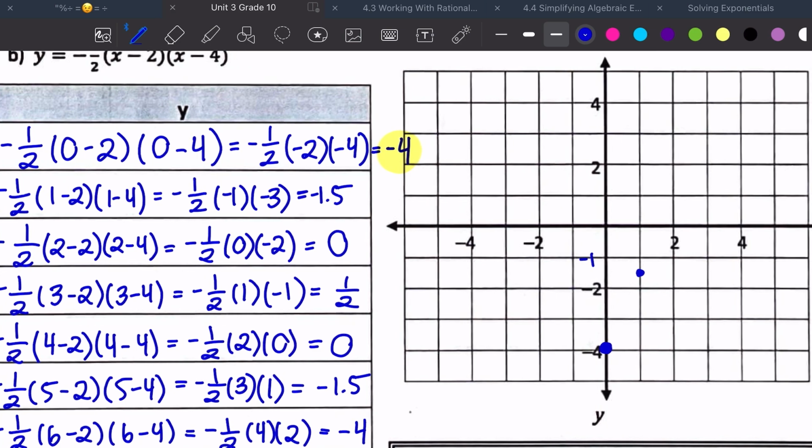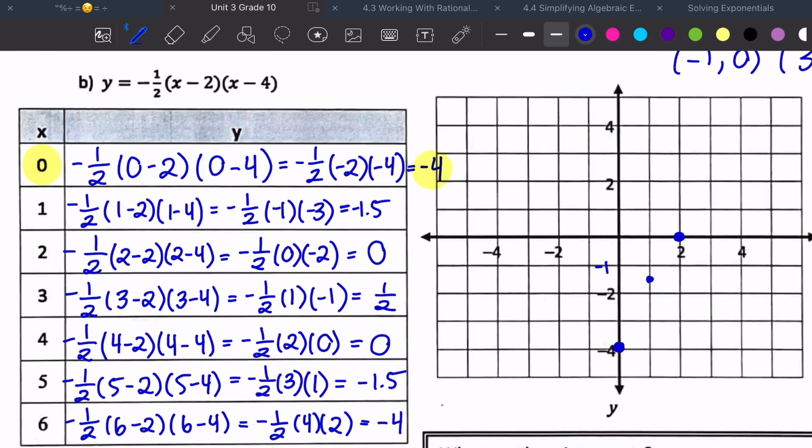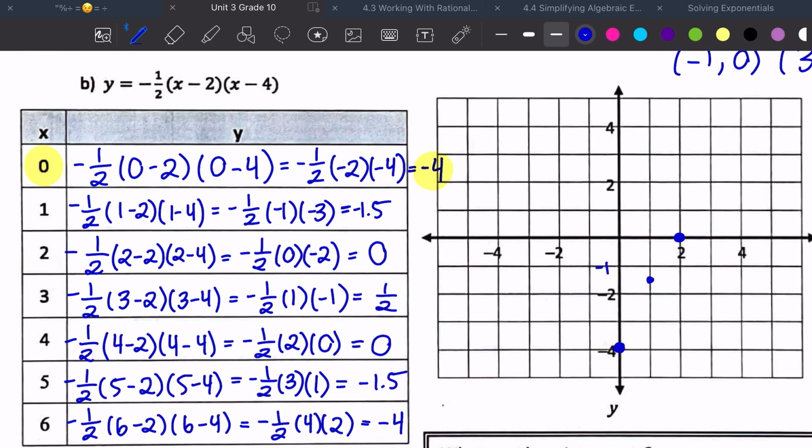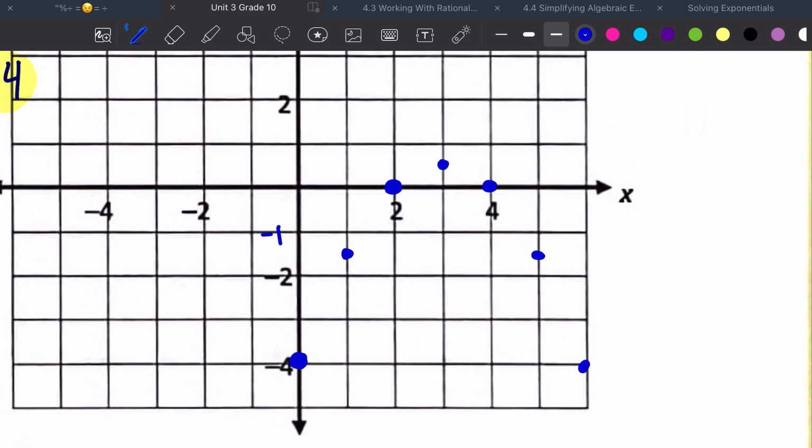Right? I keep going. At 2, I'm at 0. Then 3, I'm at just a half, so just a little up. And then it looks like from there, that's my highest point. I'm just going to go back down now. So at 4, I'm crossing 0 again. At 5, I'm at negative 1.5, so here, and then at 6, I'm at negative 4 again. And look at that, there's our beautiful parabola. And I'm just going to connect these points now.